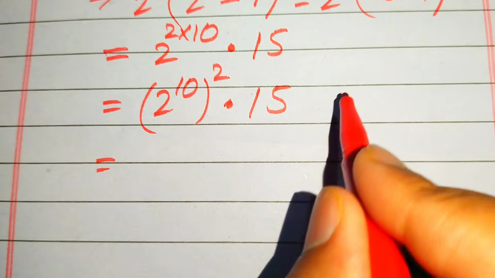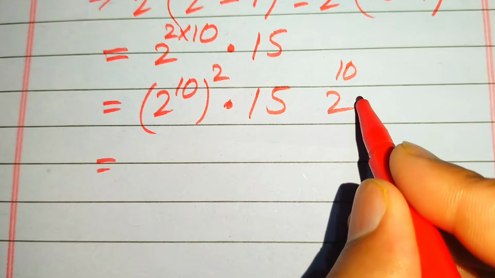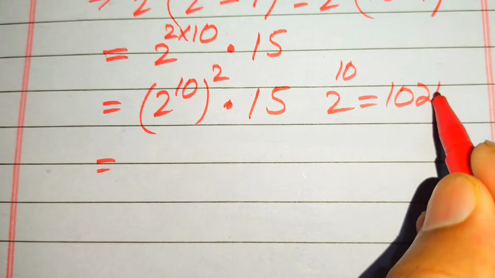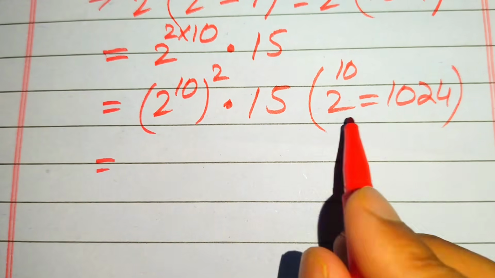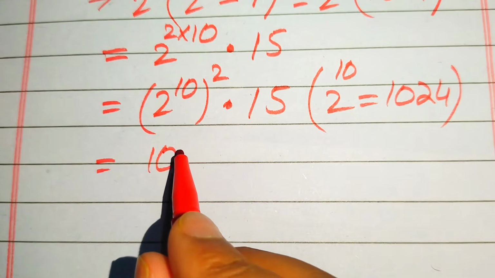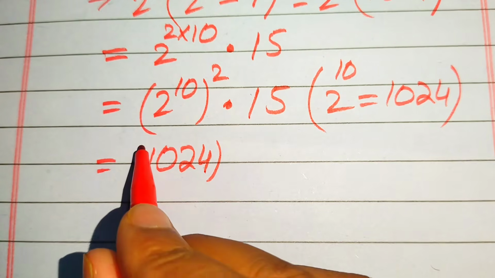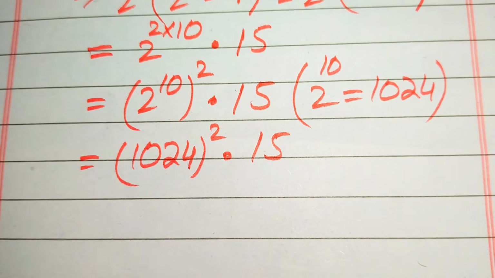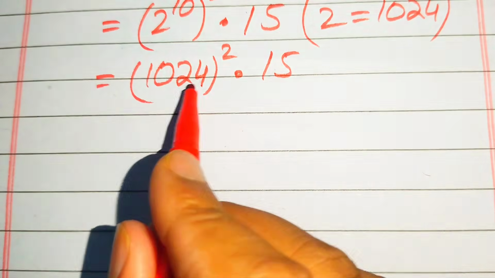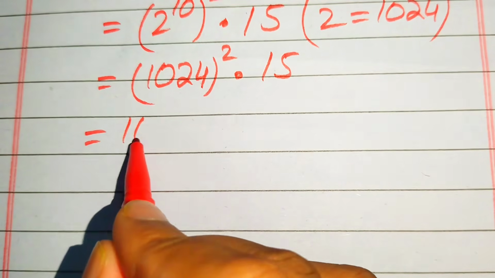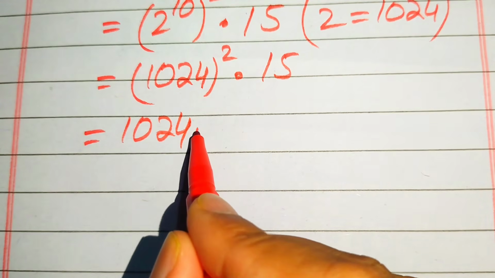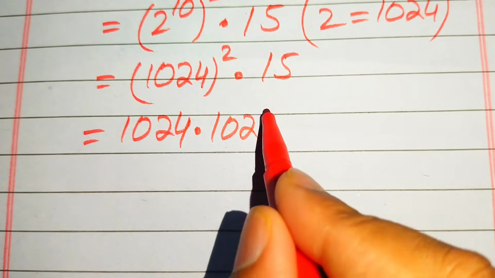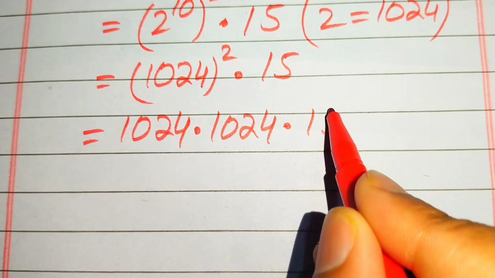And you very well know that the value of 2 to the power of 10 is equal to 1024. So we replace this value here, and it becomes 1024 whole square multiplied by 15. And now we break this square in this form: 1024 multiplied by 1024 multiplied by 15.